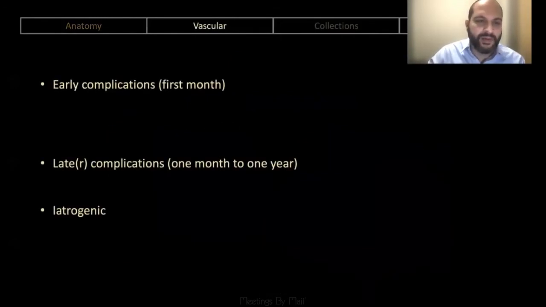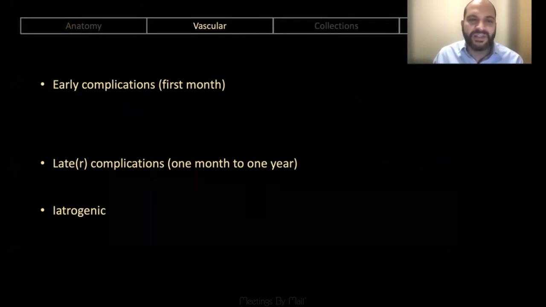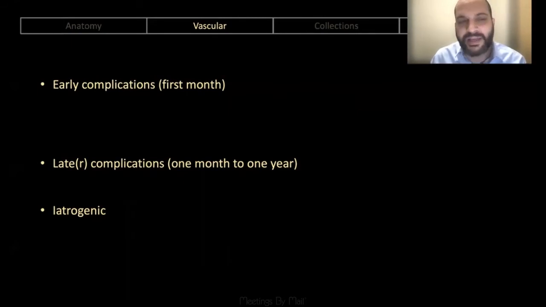So we divide vascular complications into a few different ways. One, we can talk about what are the early complications of kidney grafts. The second thing we can look at is what are the later complications, those that occur 1 month to a year typically. And then finally, we can look at those that are iatrogenic, those that can happen at any point, either from the time of the surgery or some kind of intervention happens with them.